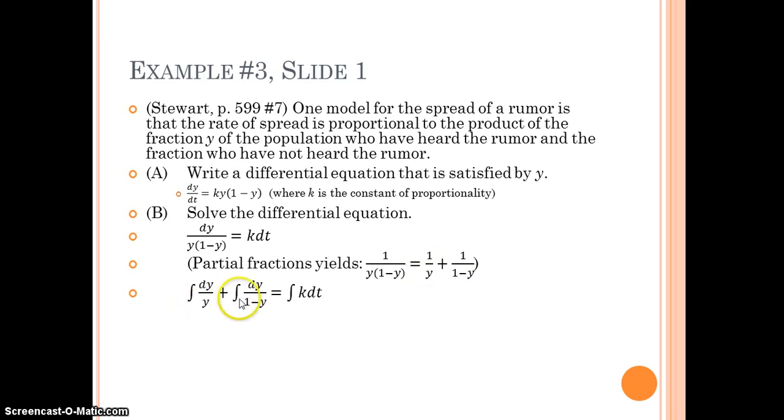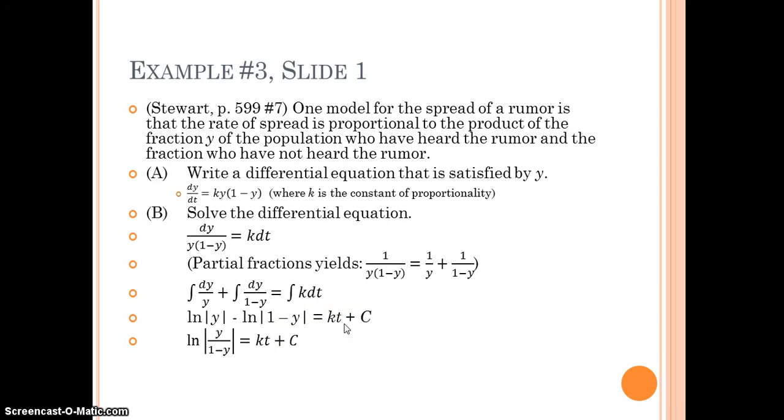When we integrate both sides, we end up with natural log of y minus natural log of absolute value of 1 minus y, with absolute value in the first part too. The minus, again, comes from the fact that we have a negative y, and we need to account for that negative with the chain rule. We end up with natural log of absolute value y minus natural log of absolute value of 1 minus y is equal to kt plus c.